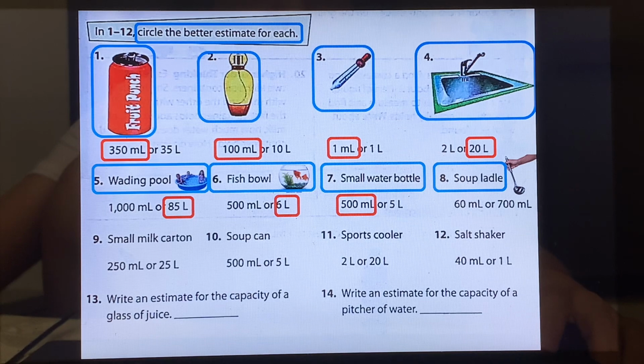A soup ladle. You can see the picture of a soup ladle. 汤勺. Which is a better estimate? 60 milliliters or 700 milliliters? 60 milliliters. Did you get it right?